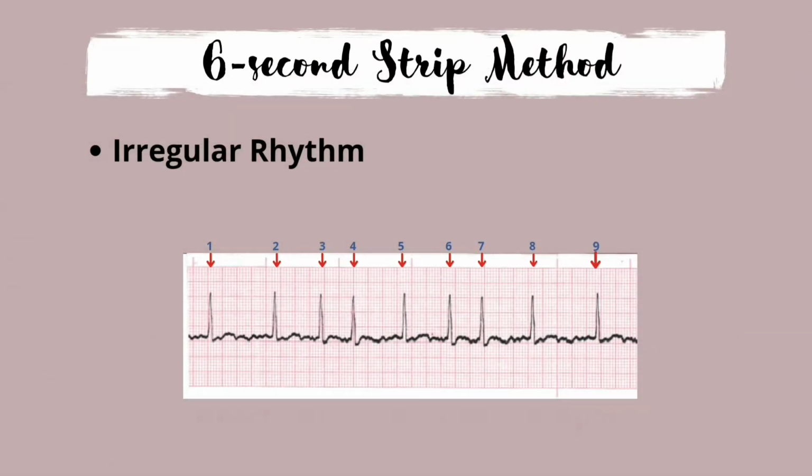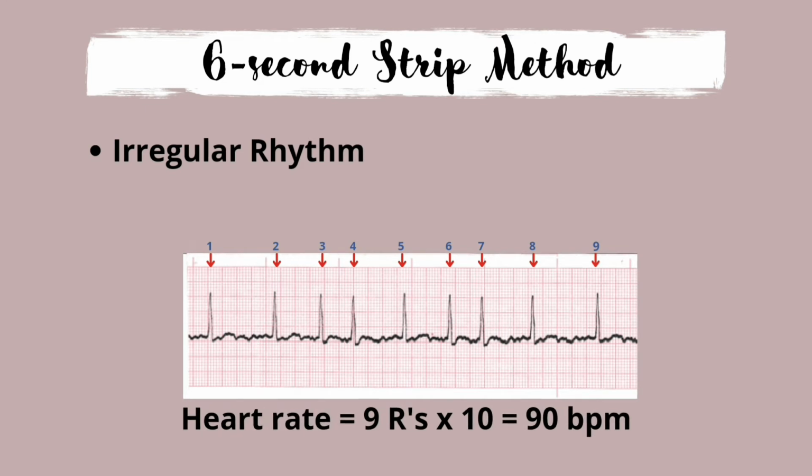First on the list is the 6-second strip method. The 6-second strip method is applicable for an irregular rhythm. Here, we can see a 6-second strip. We will count the number of Rs, multiplied by 10. There are 9 Rs, so, we will multiply it by 10.